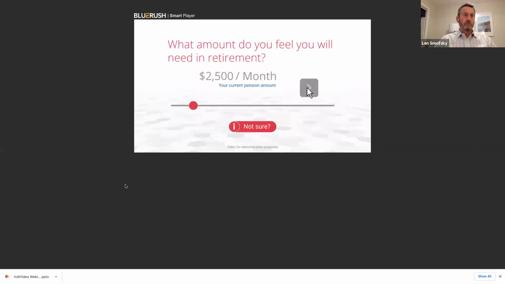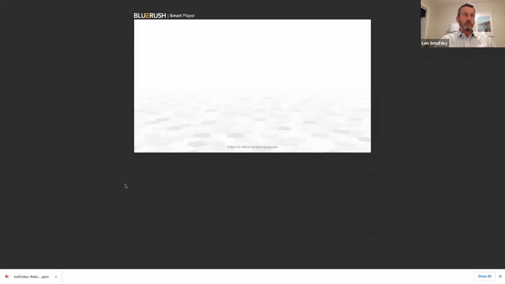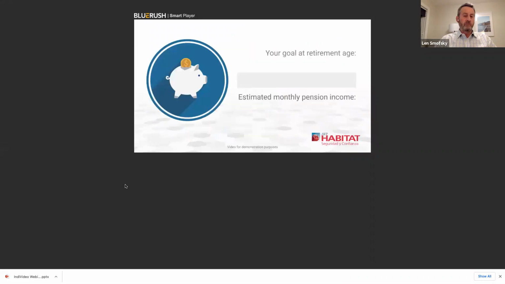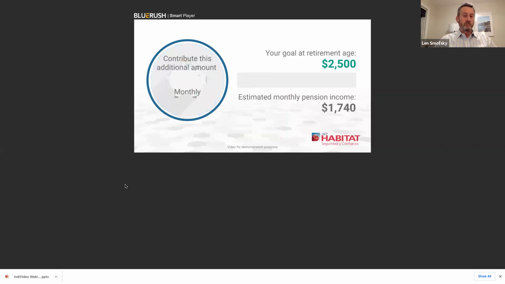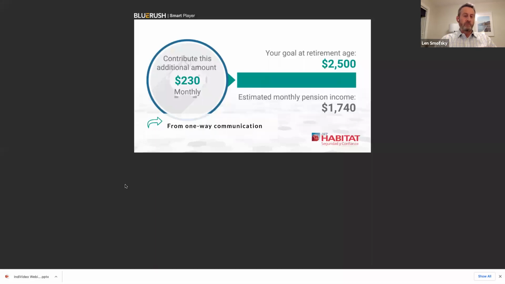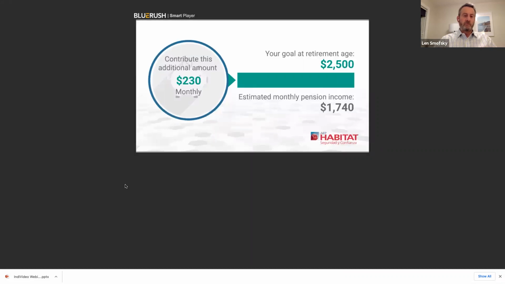The personalized video can then update itself in real time to provide new information. Okay, based on getting your monthly pension to this amount, here's how much you would need to add to your current contribution to get there by age 65. This interaction transforms the statement from one-way communication into a two-way interaction. This allows you to provide a new level of service while gaining important new customer learnings.